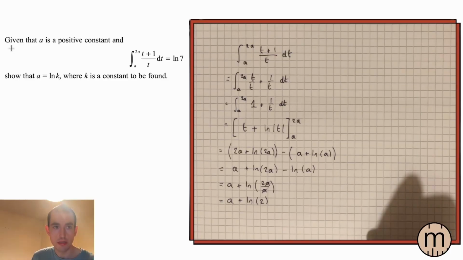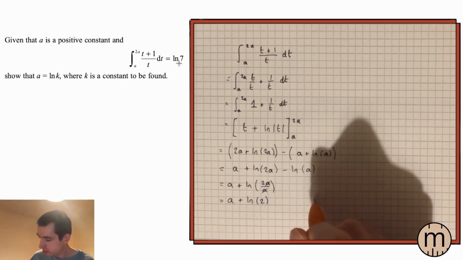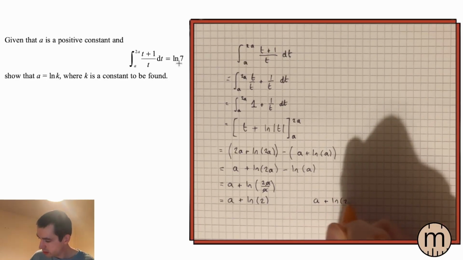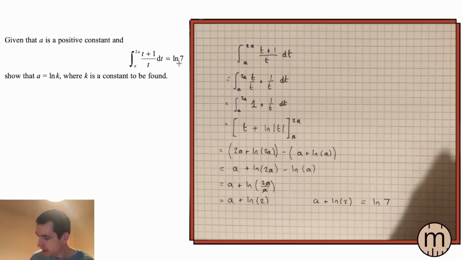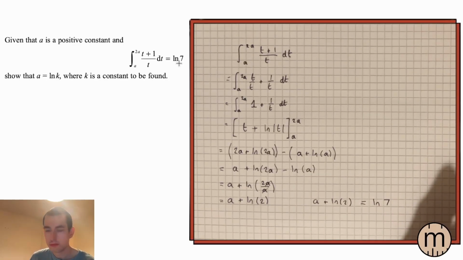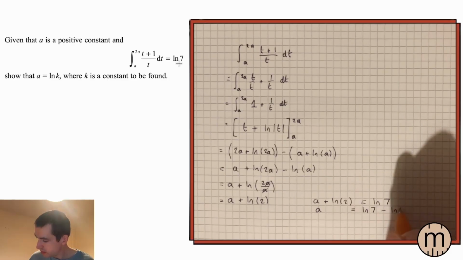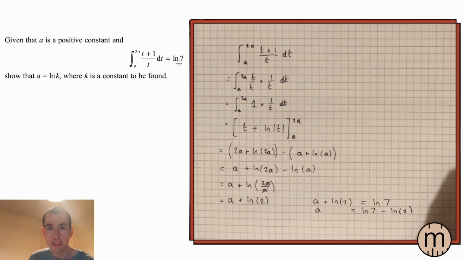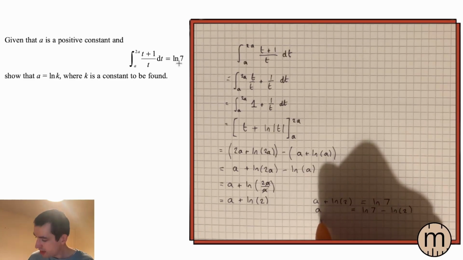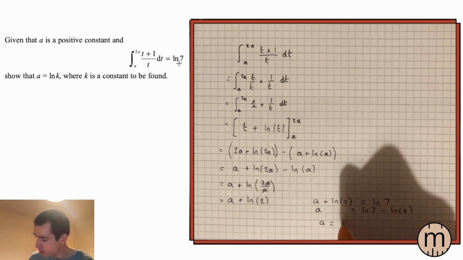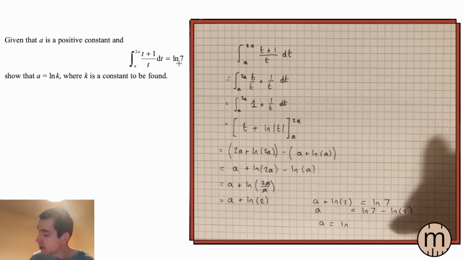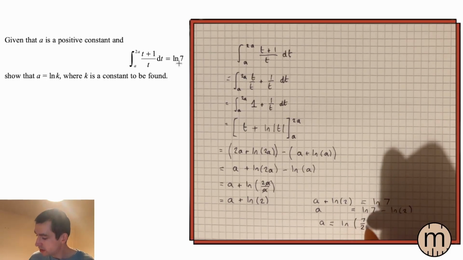Now going back to the question, the integral is equal to ln 7. So this thing should be equal to ln 7, like this. If we now rearrange, I'm subtracting ln 2 on both sides. Therefore, a is going to be equal to ln, using that same logarithm rule again, 7 divided by 2.